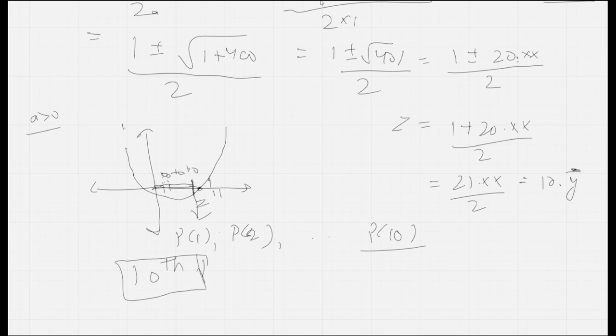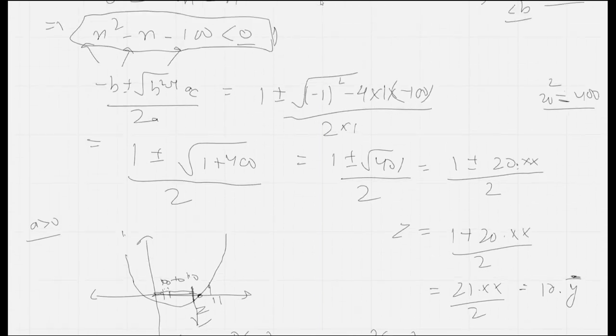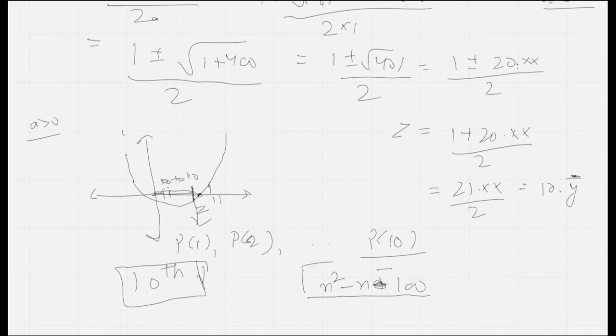You can also plot this equation. Yeah, this was the equation, on any online graph calculator.